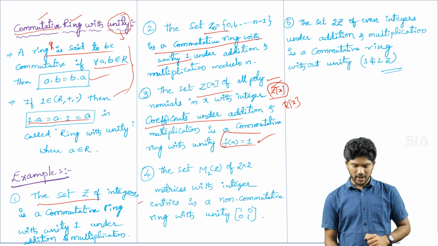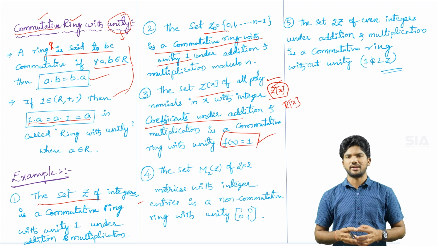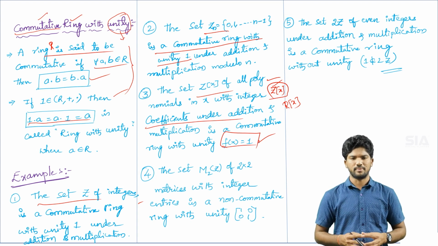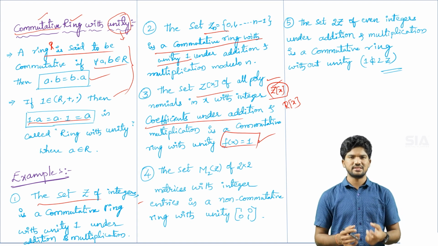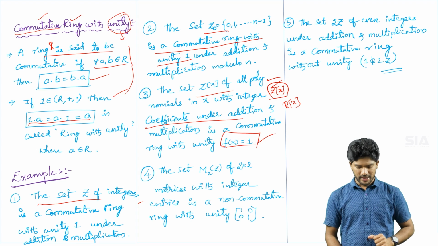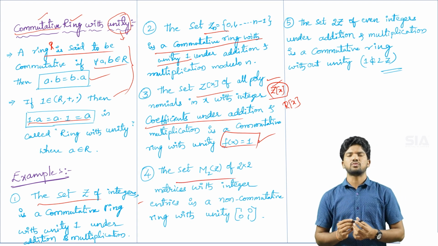Here, whenever you write f of x is equal to 1, you can call it a constant polynomial. So f of x is equal to 1 is nothing but a constant polynomial. Those types of polynomials will exist in the group of polynomials with integer coefficients. So that is also a commutative ring with unity. Next, we are talking about matrices, the set of 2 by 2 matrices.